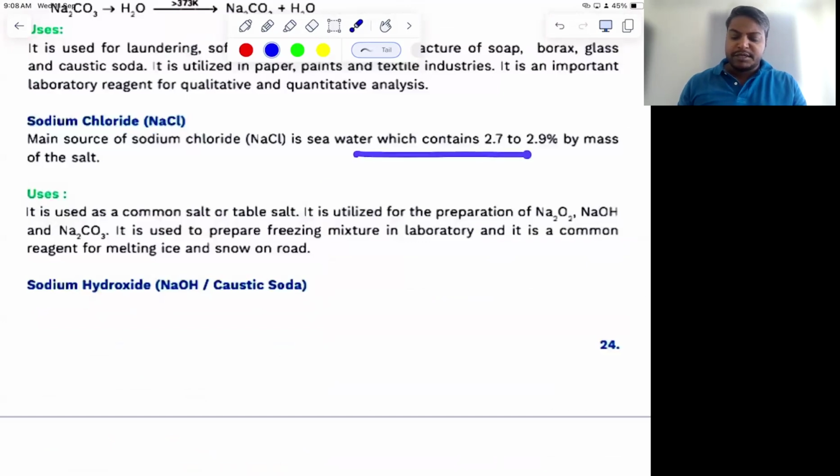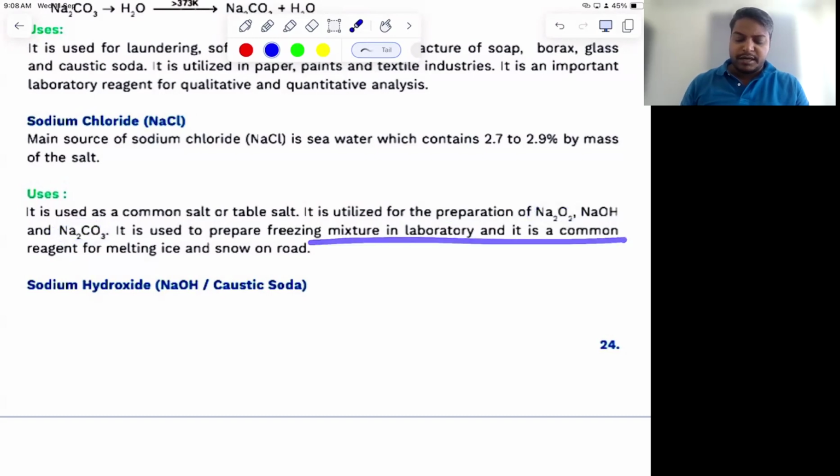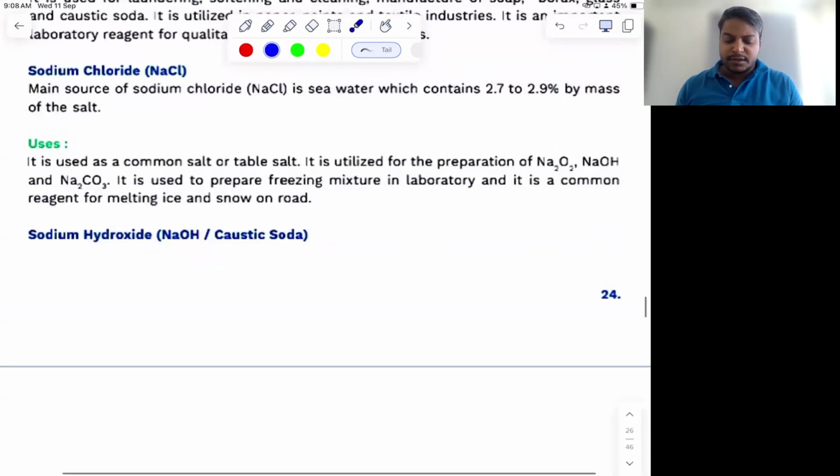NaCl comes mainly from seawater. It contains 2.7 to 2.9% by mass of the salt. It is used as common salt. It is utilized for preparation of Na2O2 and Na2CO3. It is used to prepare freezing mixtures in the laboratory, and it is a common reagent for melting ice and snow on roads.